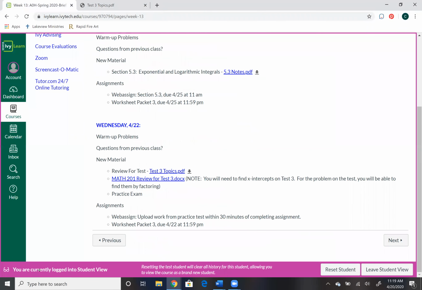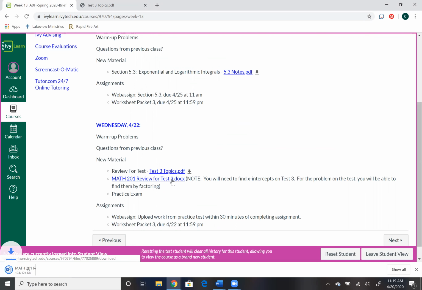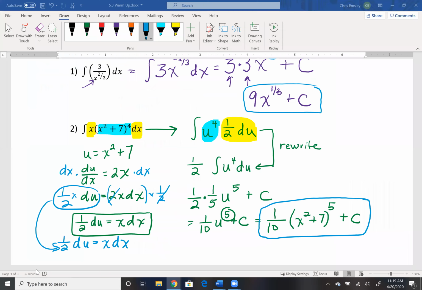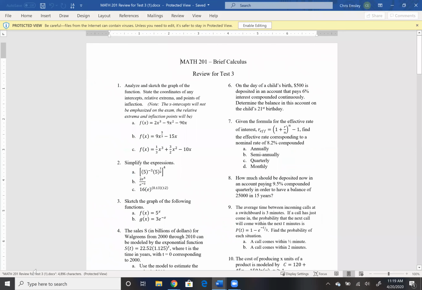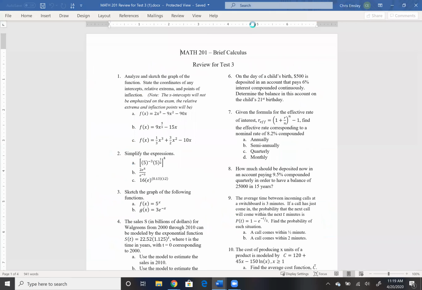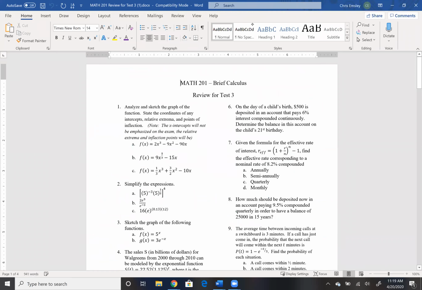There's the review sheet. It's on the front page too under reviews, but I linked it right here if you need it. One thing I did want to note, and this is a change since our paper and pencil test on the review. It's opening right now. This first question says, note, the x-intercepts will not be emphasized on the exam. The relative extrema and reflection points will be. So there's a little change there.